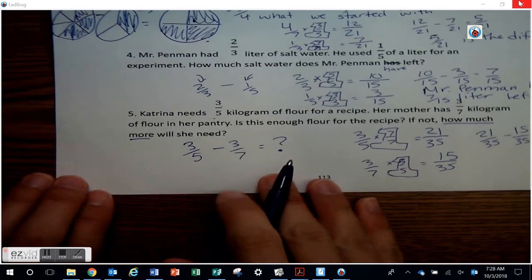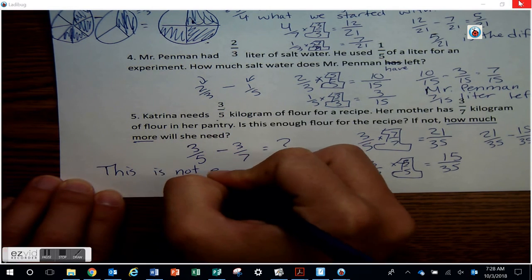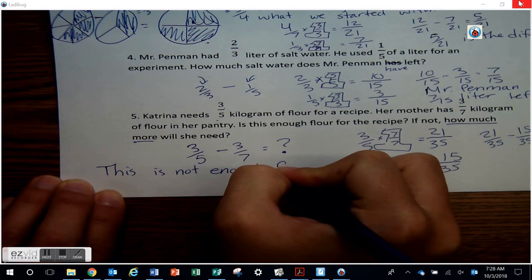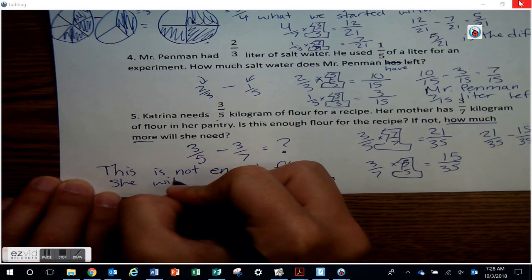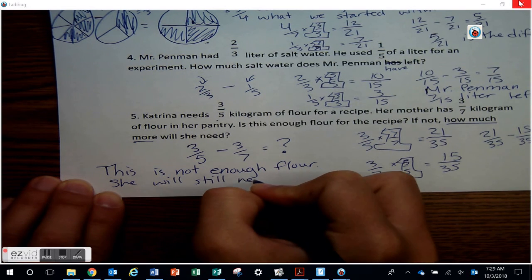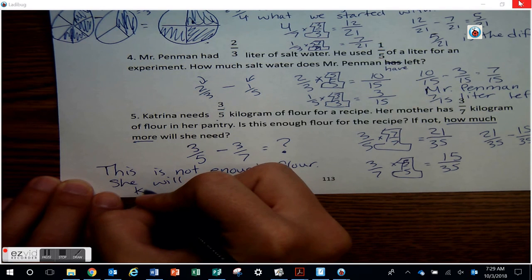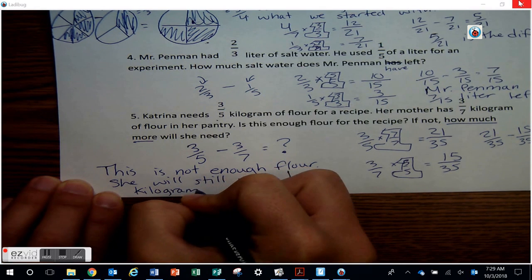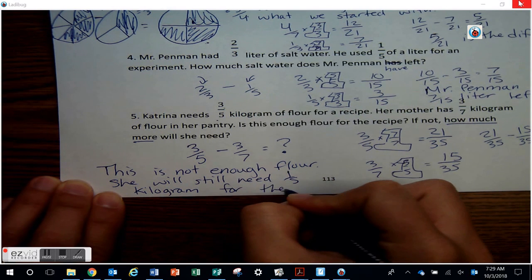So, this is not enough flour. She will still need 1/5 kilogram for the recipe.